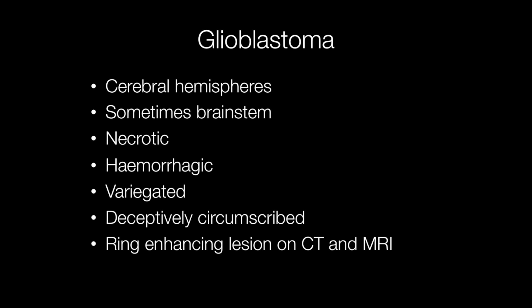Grossly, they are necrotic and hemorrhagic with variegated areas, and although glioblastomas appear well circumscribed, they usually invade beyond the apparent boundary. And on CT and MRI they have a characteristic ring-enhancing appearance.